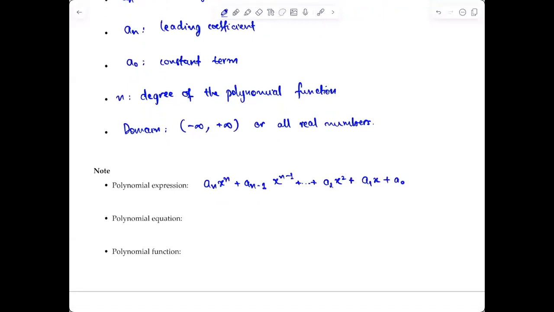Now, if you take this and set it equal to 0, then you have a polynomial equation. So a sub n times x to the power n plus a sub n minus 1 times x to the power n minus 1 plus a2x squared plus a1x plus a sub 0 equal to 0. Then you have a polynomial equation.